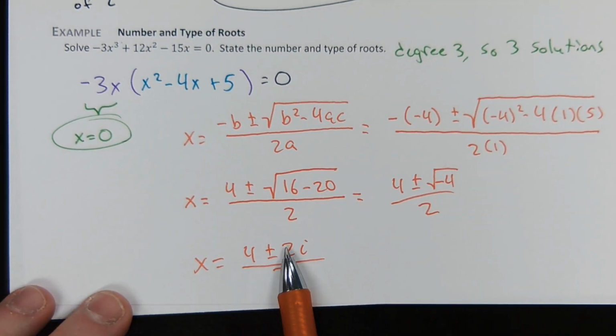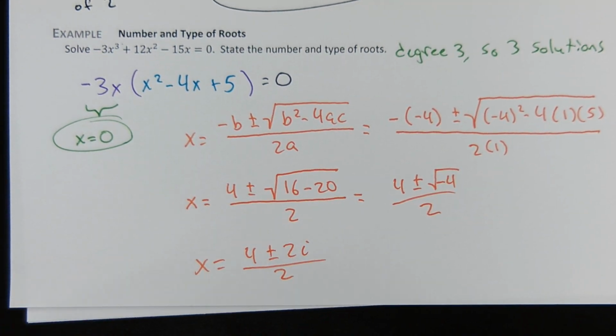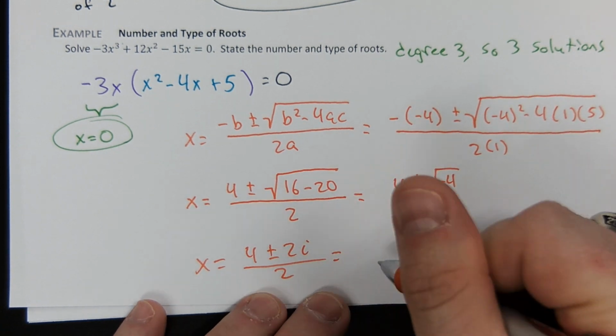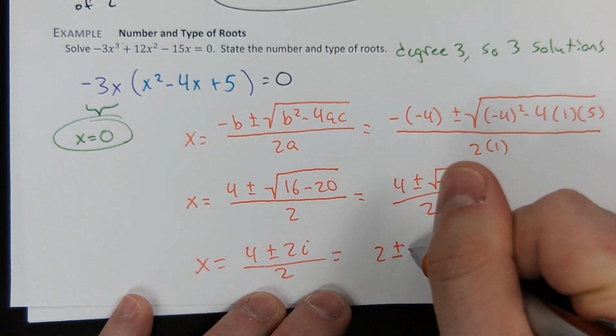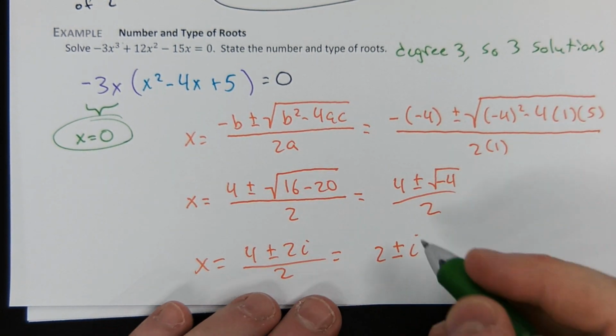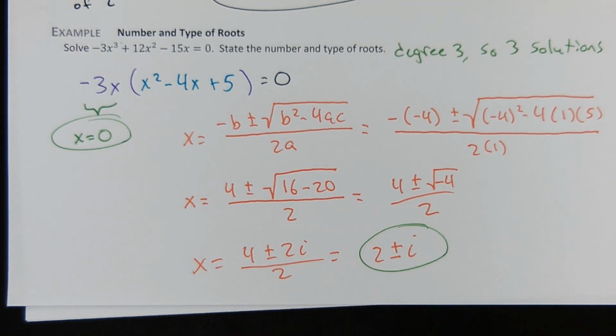And since both of these numbers can be divided by 2, we have to divide them both by 2. And look, we get our other 2 solutions. There's all 3 solutions. X equals 0, x equals 2 plus i, and x equals 2 minus i.